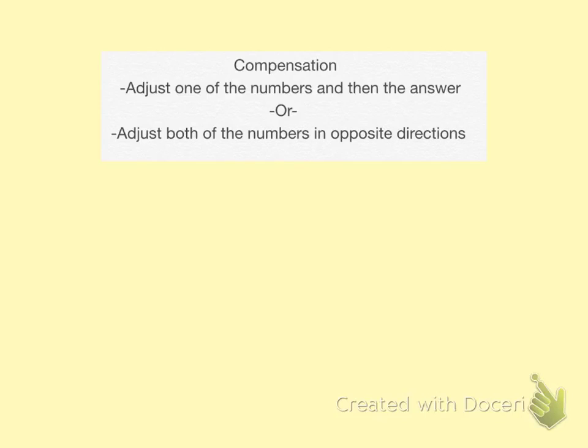The final strategy we will review is compensation. To compensate, students will either adjust one of the numbers and then the answer, or adjust both of the numbers in opposite directions. An example of adjusting one number would be using the equation 46 plus 19.